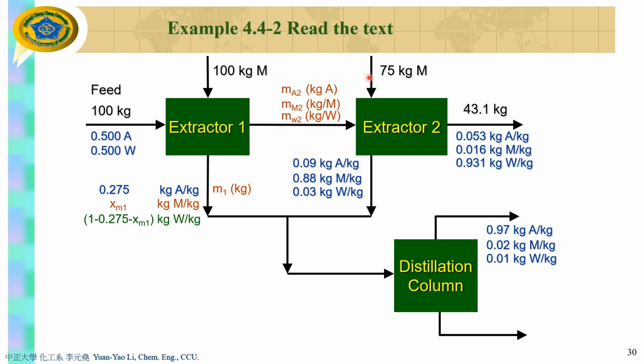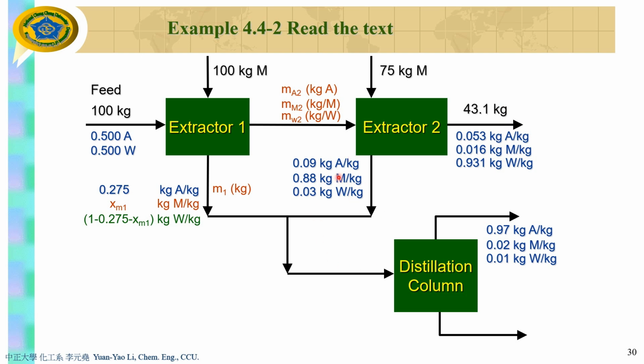How about this one? There's no information missed. So I go to this one. This is stream number 2, and you have everything. You have total amount, you have fraction of the acetone, water, and MIBK. So you don't need to write down any unknowns in this stream. And how about this one?